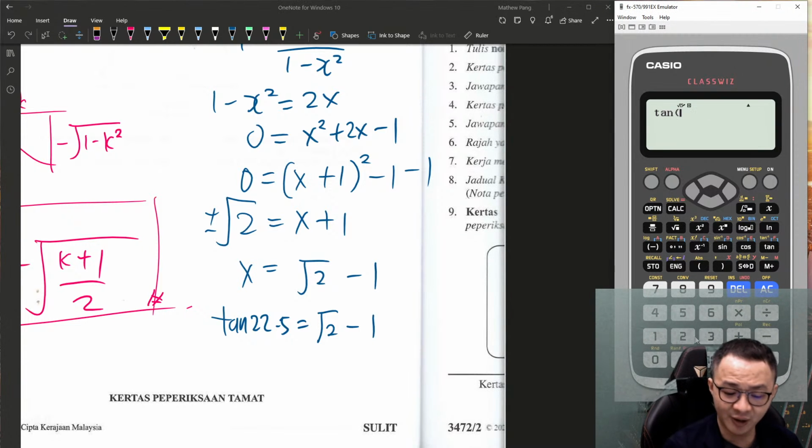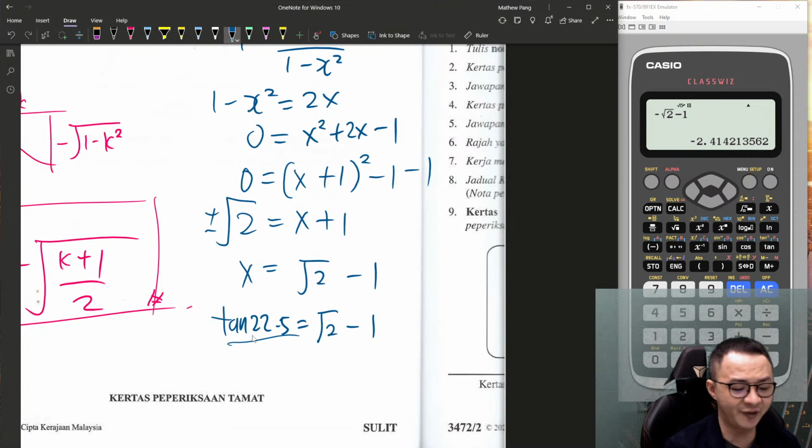So I type in the calculator tangent 22.5. Is this one right? 0.4142. So square root 2 minus 1 is 0.4142. Yes, correct. If I add a negative for it, I might not get the correct answer. You can see this one is not the first angle. 22.5 is within 90, first quadrant, it should always get positive. So this one should be the only answer.